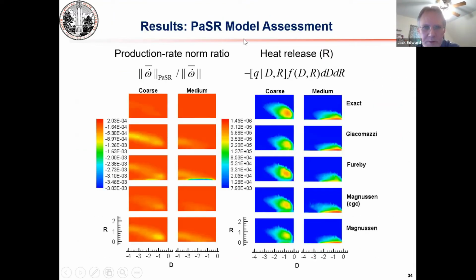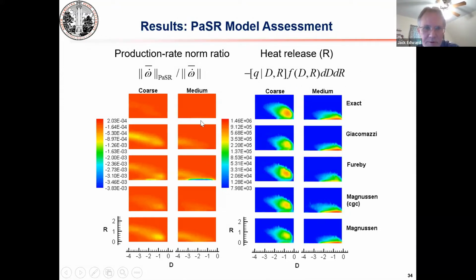And one of the ones we did which is, I think, kind of nice, is that we go back to our fundamental measures of production rate norm ratio. Perfect SGS closure, these are the same. This norm is 1, the log of it's 0. You can also look at heat release. How is the heat release distributed over this Reynolds number, Damköhler number space? So here we take the conditional heat release measure, conditional average, and we multiply it by the joint PDF itself. So that localizes the effect to where it's most probable, where the most probable data is.